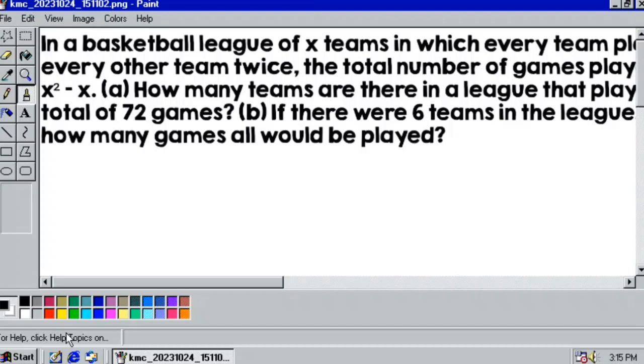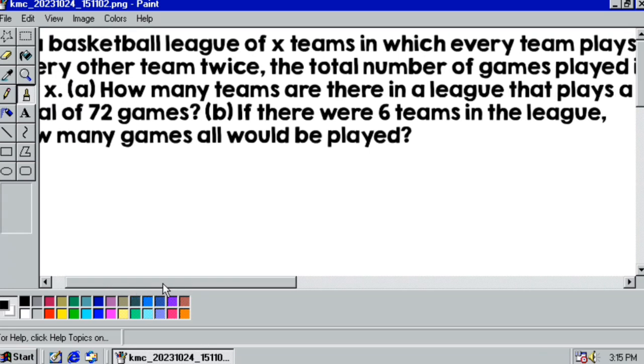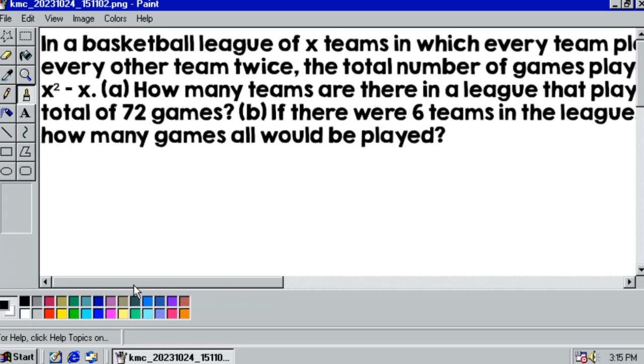In a basketball league of x teams in which every team plays every other team twice, the total number of games played is x squared minus x. How many teams are there in a league that played a total of 72 games? So, how are we going to solve this?